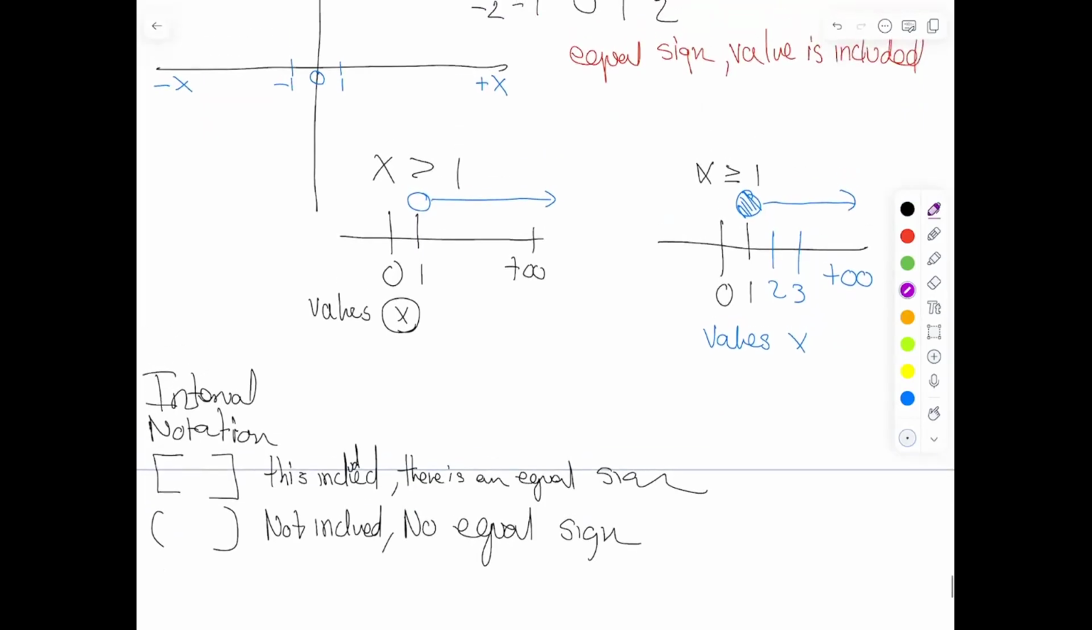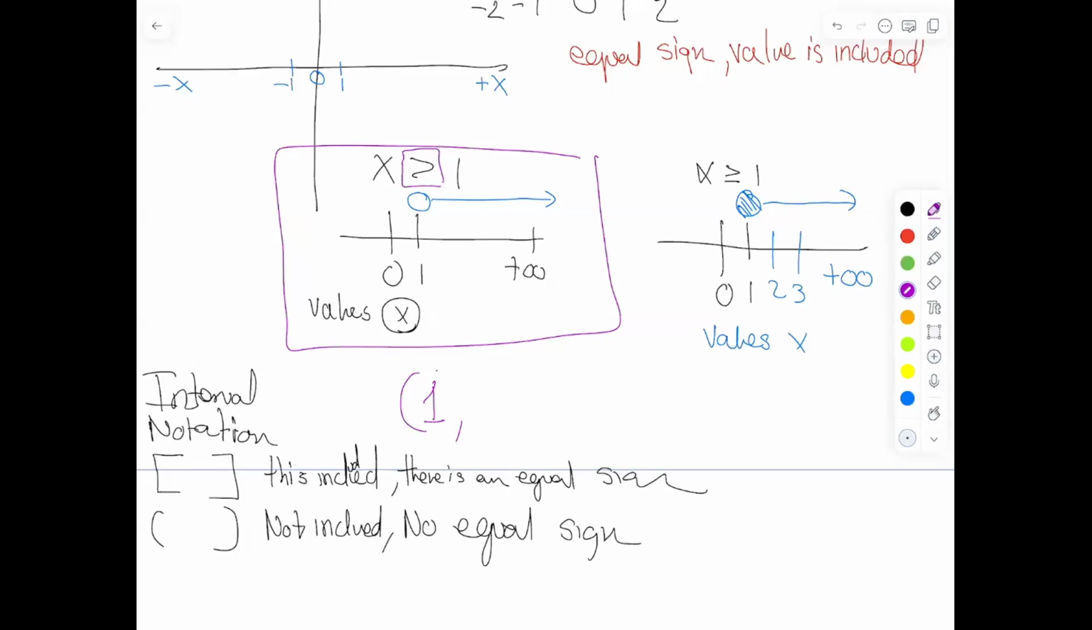Now, how would I write this part in interval notation? The way I would write it is I start with a parentheses. Why? Because I have an open circle. Why do I have an open circle? Because I have a greater than sign. Does this greater than sign have an equal sign? Do you see a little bar underneath? No, there isn't. So I have to have a parentheses, and I'm going to write 1 because that's my starting point.